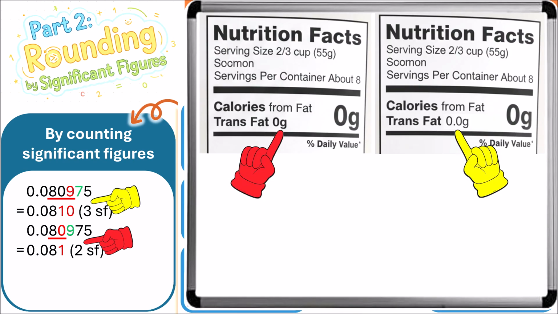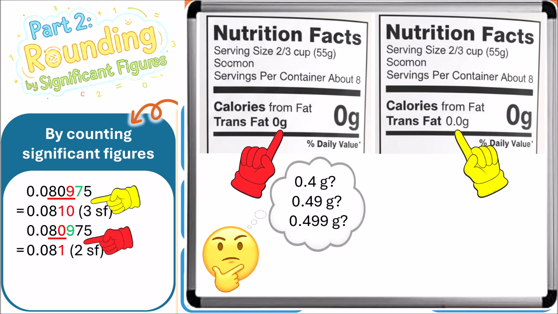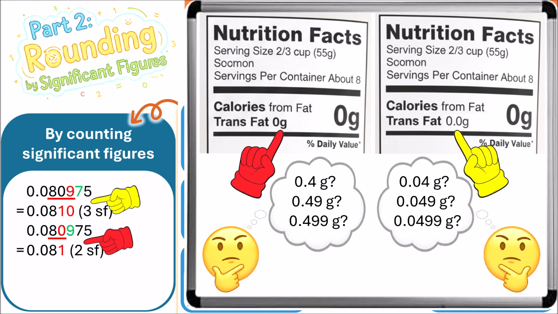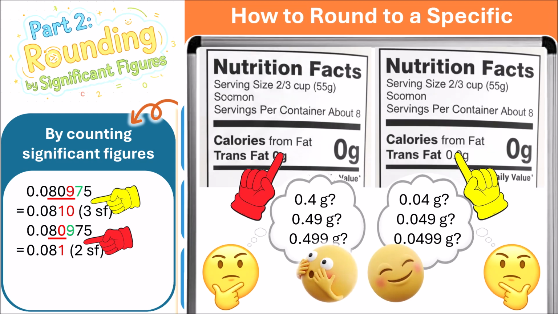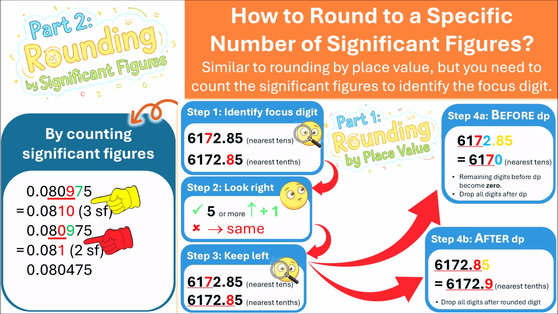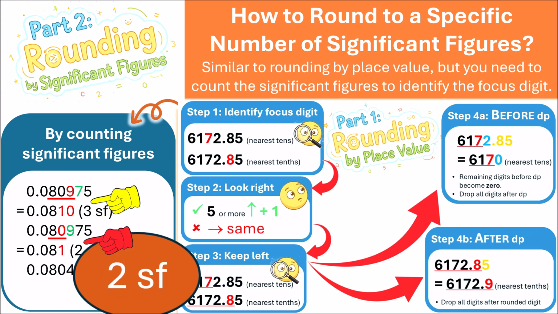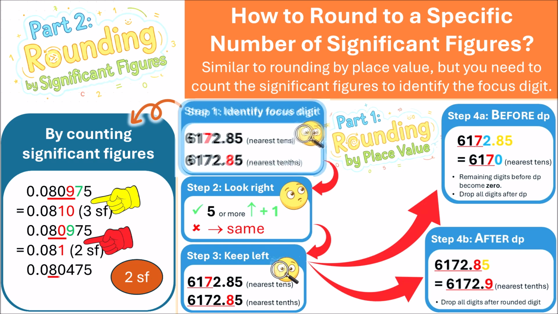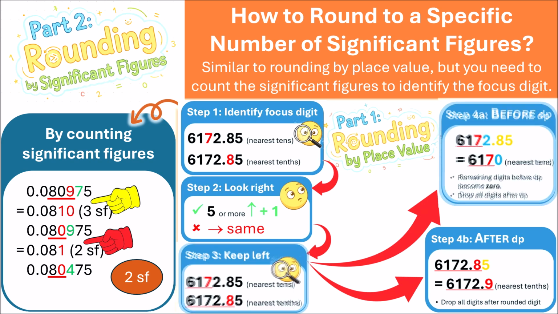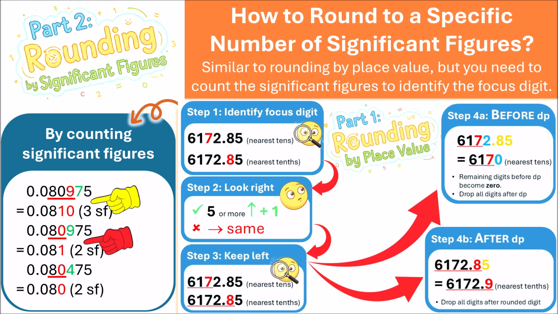So if you see these food labels, which look almost identical, notice that one has 0 grams of trans fat, while the other has 0.0 grams. It means you can expect the package on the right to contain less trans fat than the other one. Now, let's change the number to 0.080475 and round it to 2 significant figures again. The focus digit is still 0, but when we look right at the next digit, it is 4, which is not 5 or more. So the focus digit stays the same. And based on steps 3 and 4a, we get 0.080. Interesting, but still easy, right?